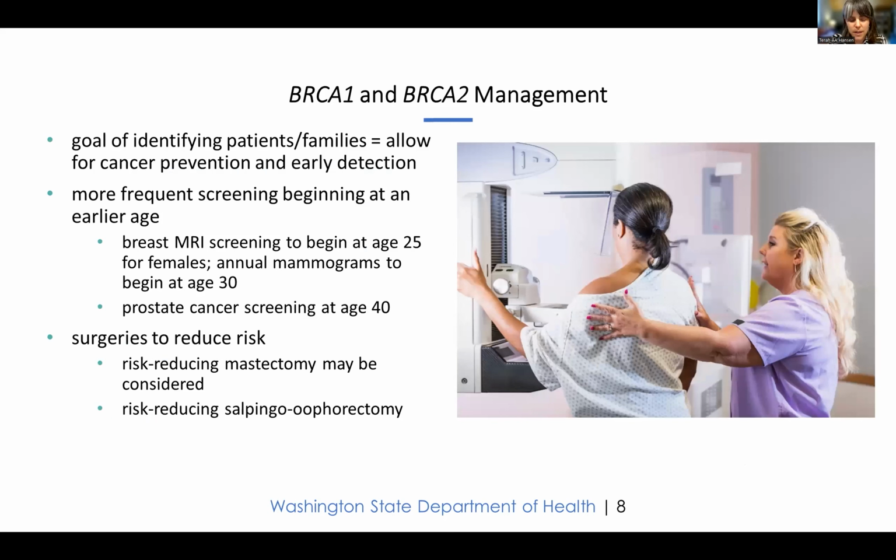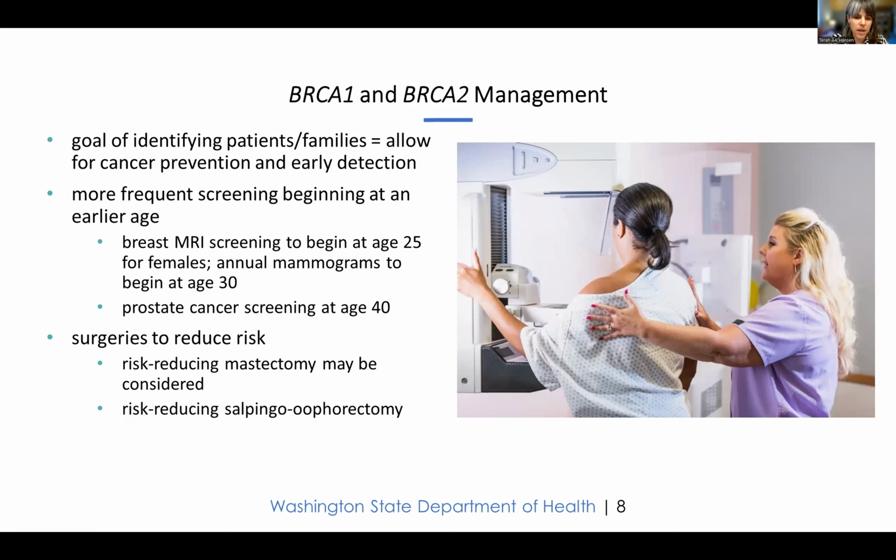We do have standards for management for people who carry a BRCA1 or BRCA2 mutation. Of course, the goal is to identify these patients and these families to understand what their risk is so that we can ideally reduce their risk for cancer or perhaps prevent it from occurring, or at the very least be detecting cancers earlier so that they are easier to treat.